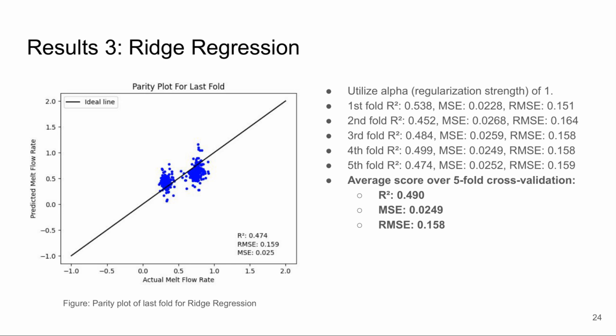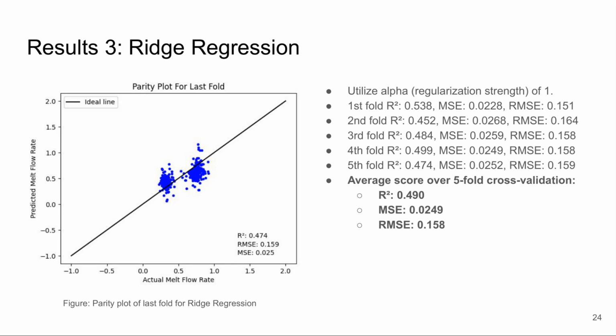This slide shows the results for ridge regression, where an alpha, or regularization strength, of 1 has been set. So the average R-square for ridge regression is also 0.490, and the MSE and RMSE are also given. And we can see that it displays a similar graph compared to the one we got from linear regression.